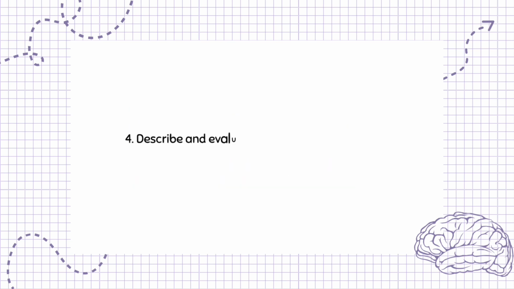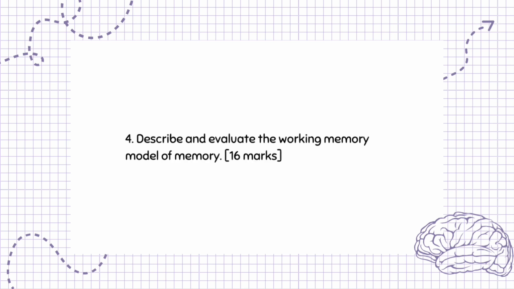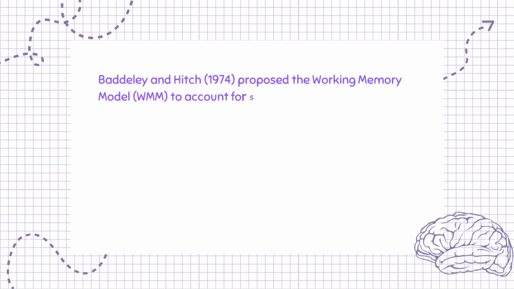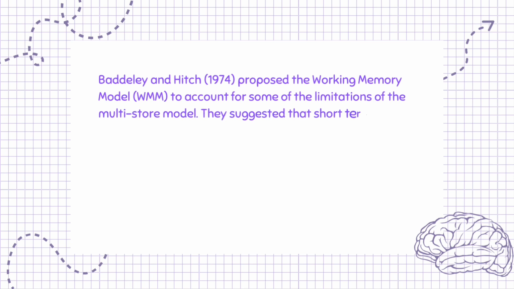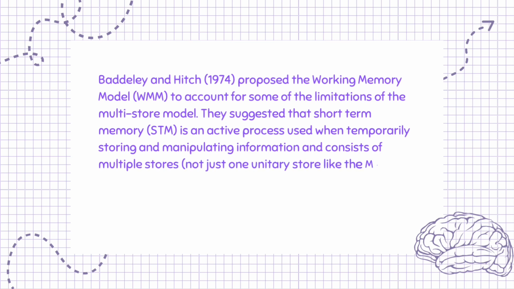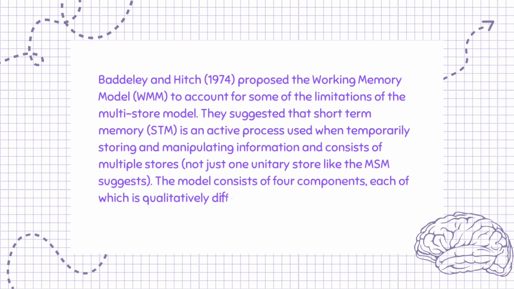Question 4. Describe and evaluate the working memory model of memory. 16 marks. Baddeley and Hitch, 1974, proposed the working memory model, WMM, to account for some of the limitations of the multistore model. They suggested that short-term memory, STM, is an active process used when temporarily storing and manipulating information and consists of multiple stores, not just one unitary store like the MSM suggests. The model consists of 4 components, each of which is qualitatively different especially in terms of coding and capacity.